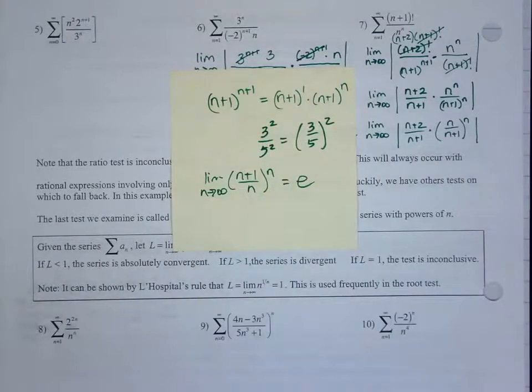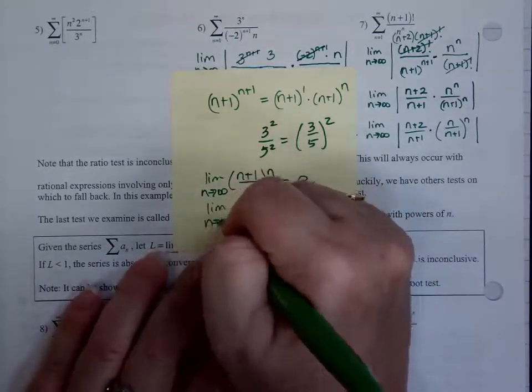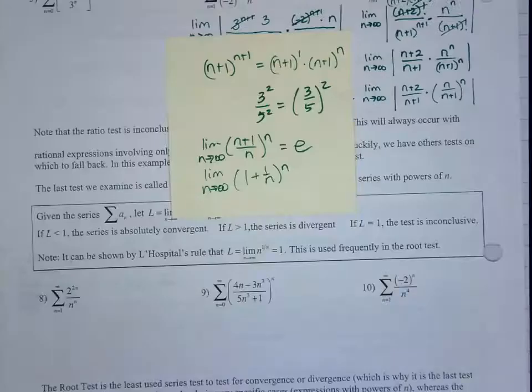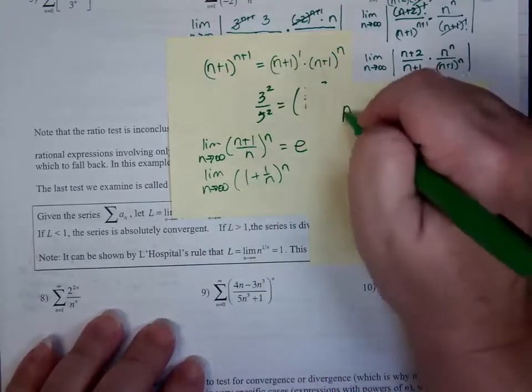Okay? Now, the more common way that it is written is this way. 1 plus 1 over n to the n. Okay? Back in Algebra 2, long, long ago, you learned a formula that looks like this.